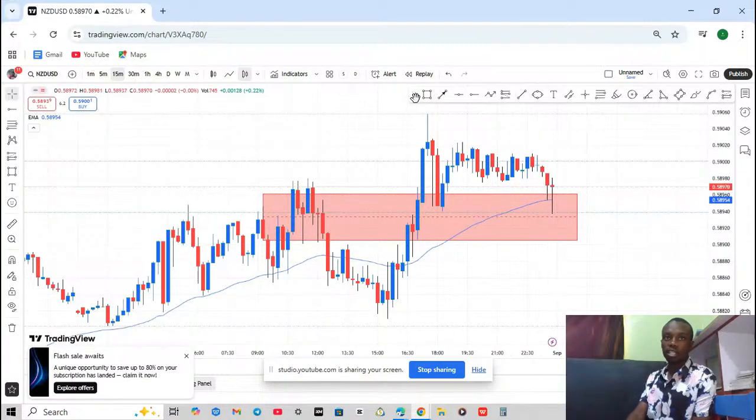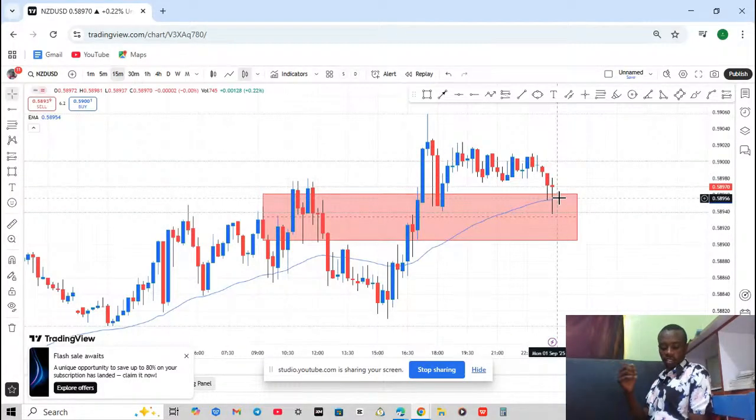We are lying between that 38.2 and 61.8. You can see the market pulled back to this particular zone. And again, the market is above the 50 exponential moving average. So now the last thing that I'm waiting for is for the market to form an entry reason.